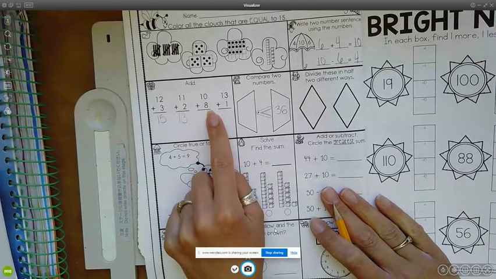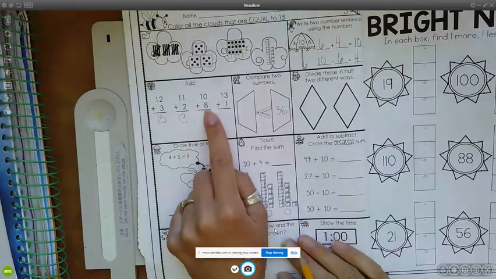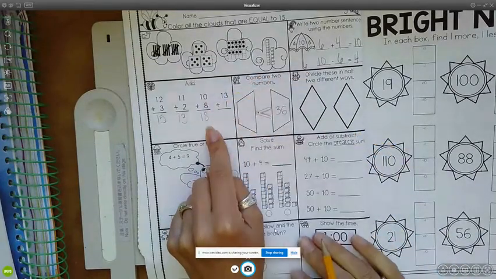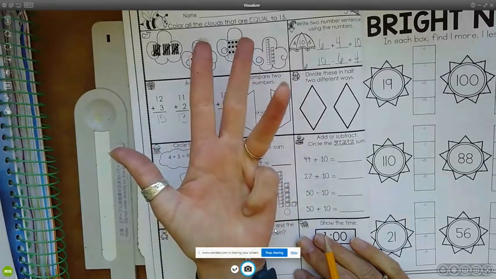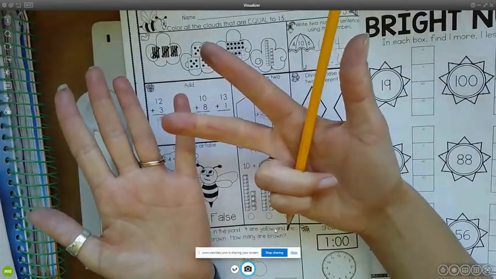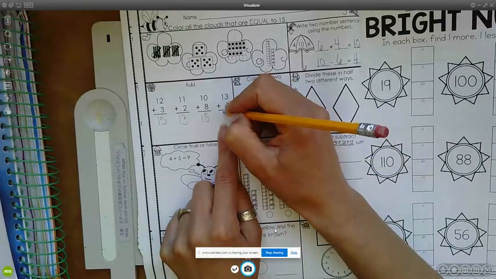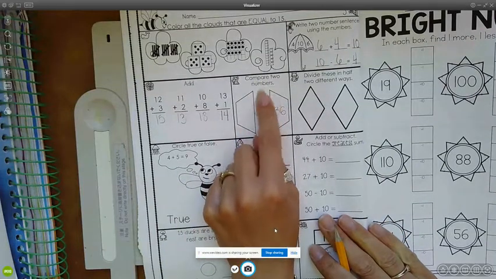10 plus 8. I know that when I put 8 or any number with 10, it is that number in the teens family. I know that 10 plus 8 is 18. If I didn't know that, I could go 10, 11, 12, 13, 14, 15, 16, 17, 18, using my counting on strategy. 13 plus 1. I know that 1 more than 13 is 14. You're right. 14.